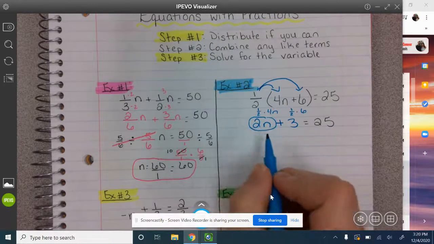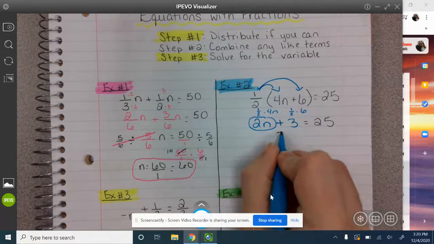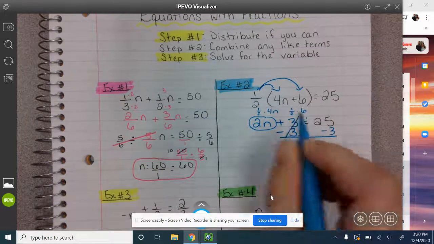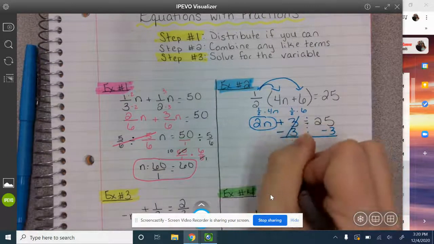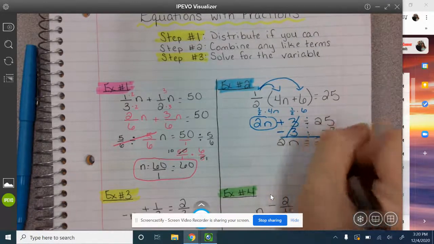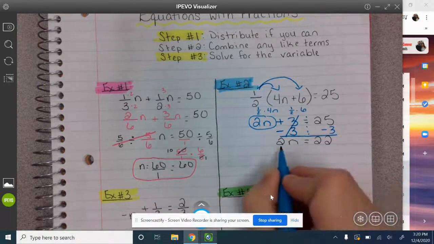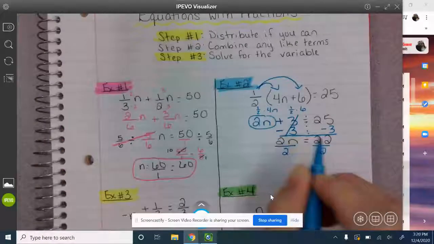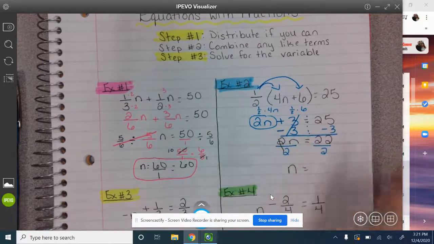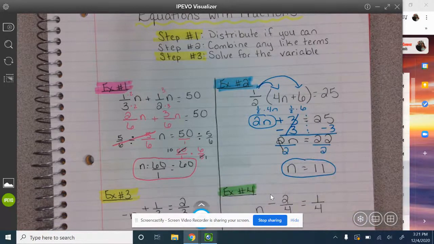I want to keep 2n together, so I'm going to circle it. How do you kick out plus 3? Or how do you undo plus 3 or positive 3? It is a minus 3 on both sides. And I am left with 2n equals 22. Well, at this point, how do you break up 2 times n? How do you undo that multiplying? Well, the opposite of multiplying is dividing. So we're going to divide by 2 on both sides. 22 divided by 2 is going to give me 11. So n equals 11.